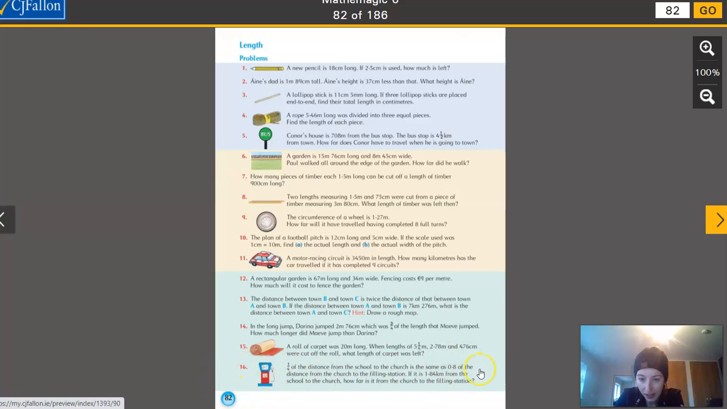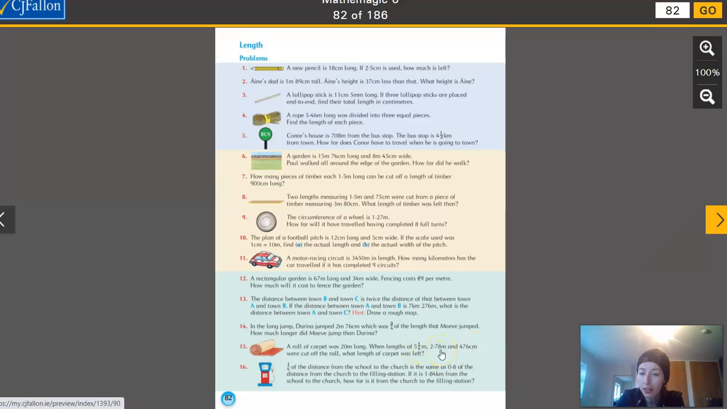If you really can't get it, you can try your best on it, but you can leave it. Number 15. What I would do with that, see the way it says a roll of carpet was 20 meters long. When the lengths of 5¼, 2.78 and 476 centimeters were cut off, what length was left? Convert all three of these into the same unit of measurement.